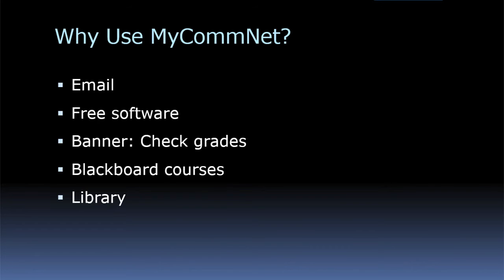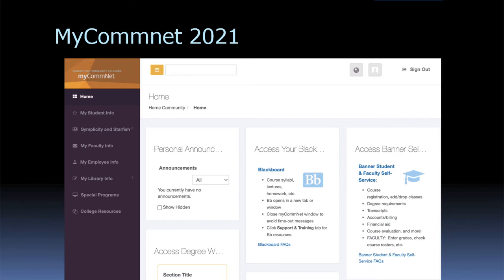Okay. Now, why use ComNet? ComNet basically has a couple of nice features for you. Number one is an email account, which is very important. You can get free software. The banner systems there are good for checking your grades at the end of the course. And Blackboard. Okay, getting into Blackboard, you have to go through My ComNet. And also, the library has some good resources there as well.